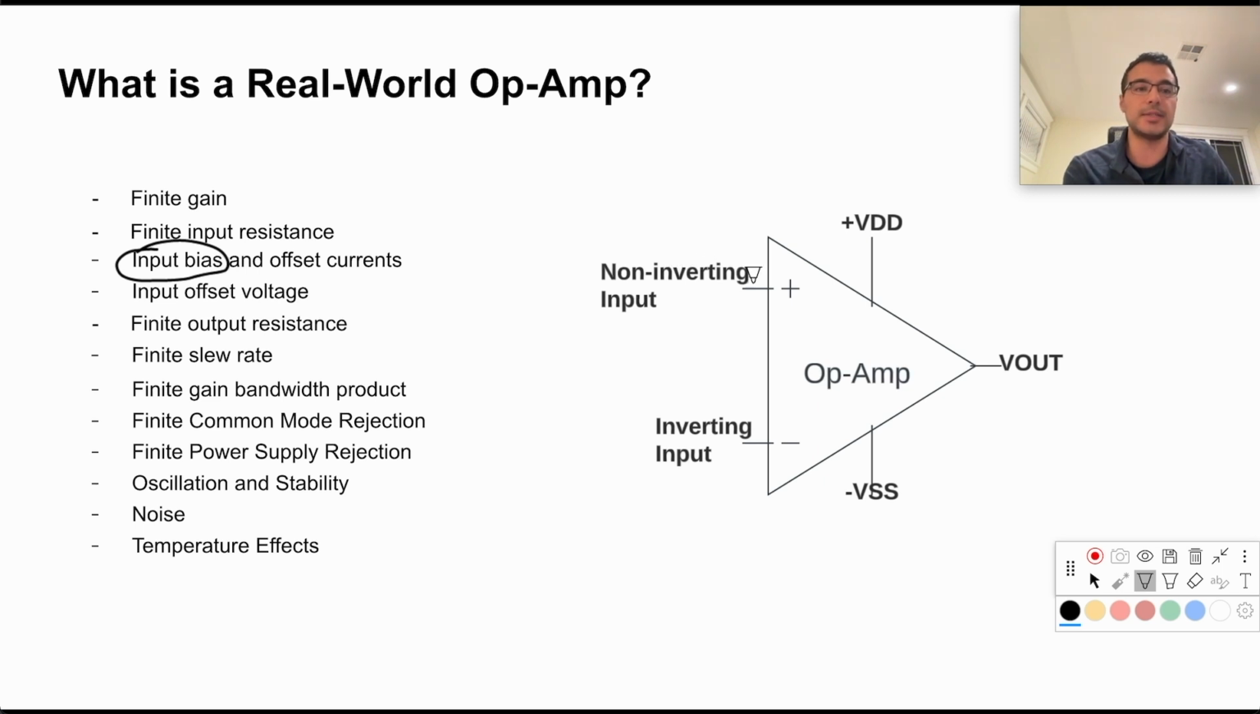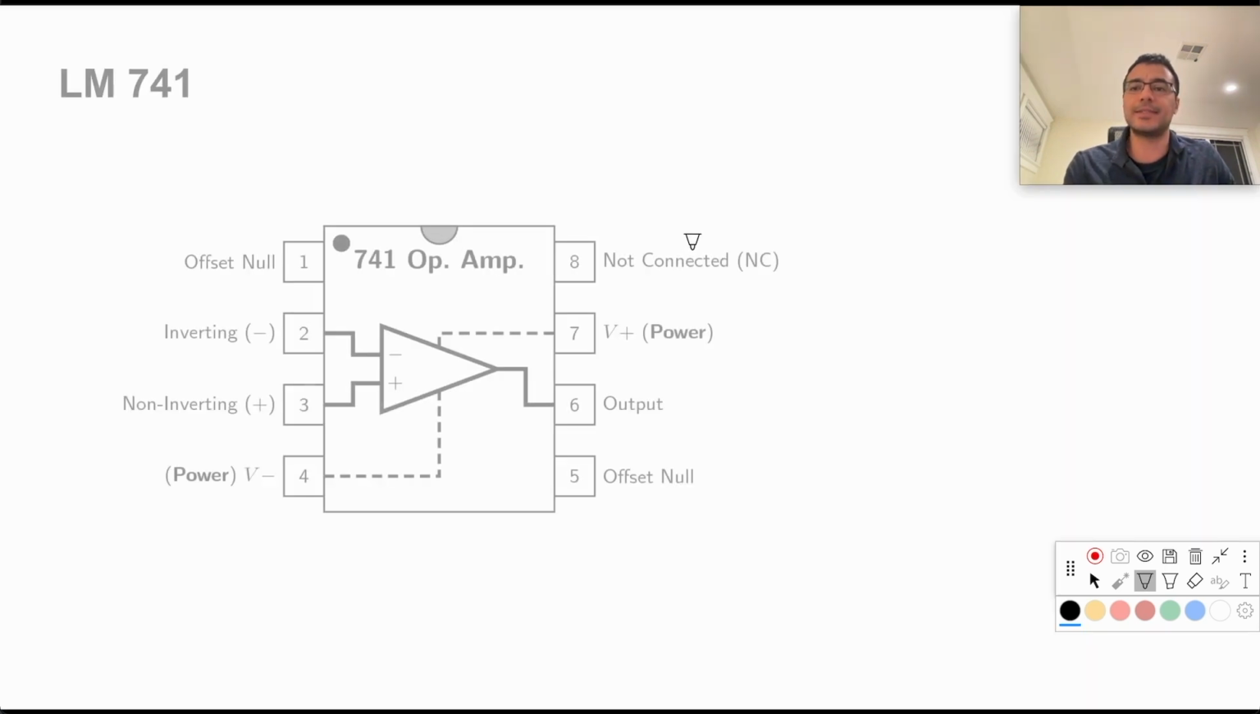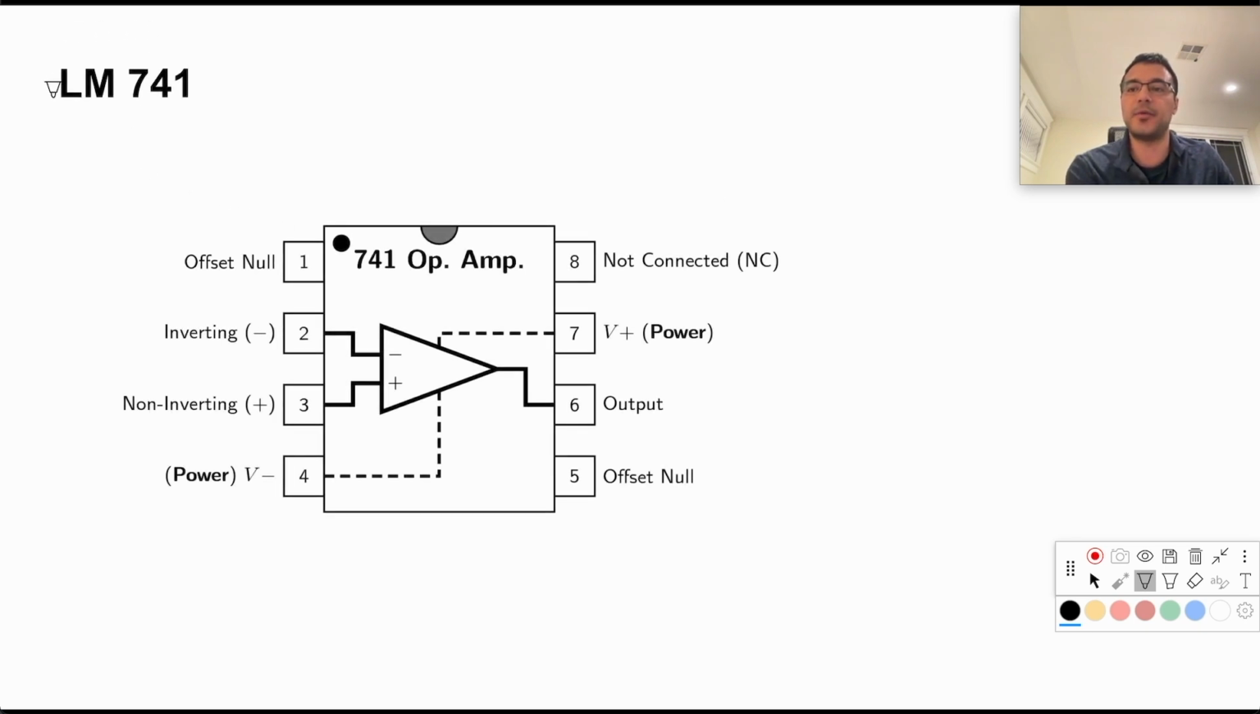I want you guys to try an assignment. Open up the next lesson. It's going to be an assignment, and I want you to go inside of the LM741, which is a very general purpose operational amplifier. This is what it looks like. I want you to go into that data sheet and find the 10 non-idealities that we discussed in the last slide inside that data sheet and document it. See if you can find it, and then we're going to go over it together.